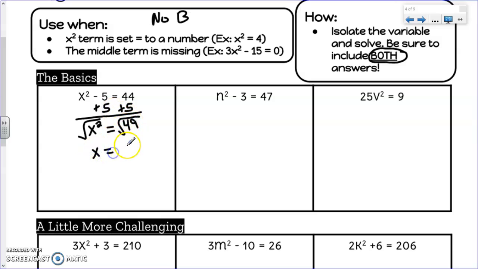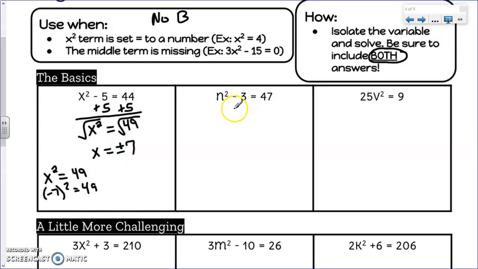So x equals 7. Now at first thought you're going to think x equals 7 and you're going to be done. But we need to include both answers. So if we look back at x squared equals 49, and we think to ourselves, if I have 7 in there, 7 squared is 49. So positive 7 squared is 49, but also negative 7 squared is also 49. So that's what they mean. You need the positive and the negative.